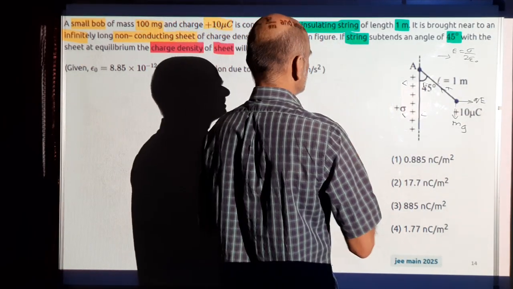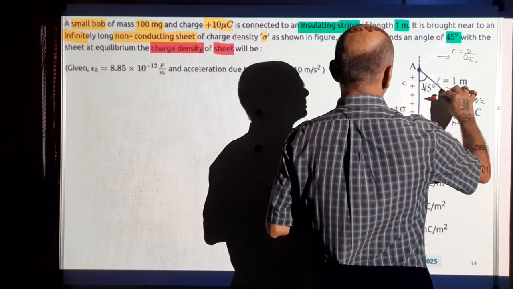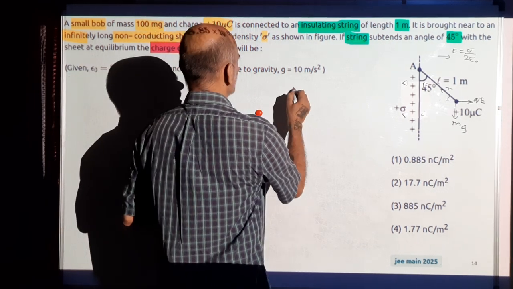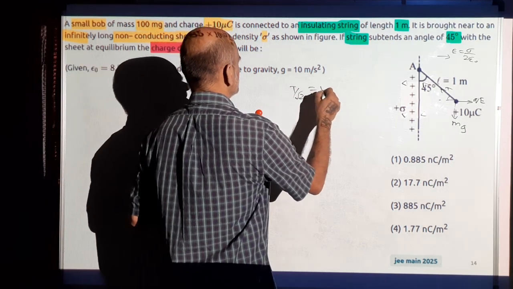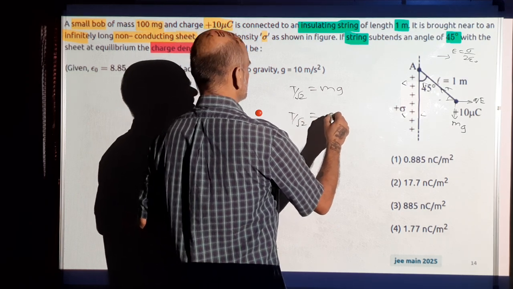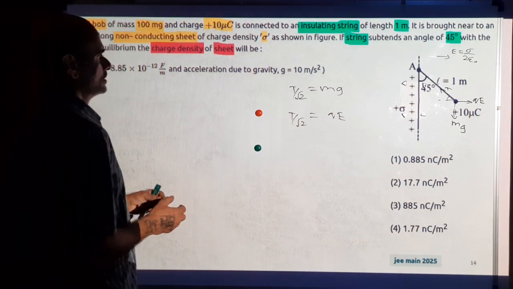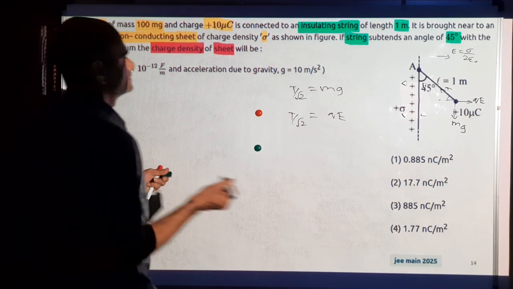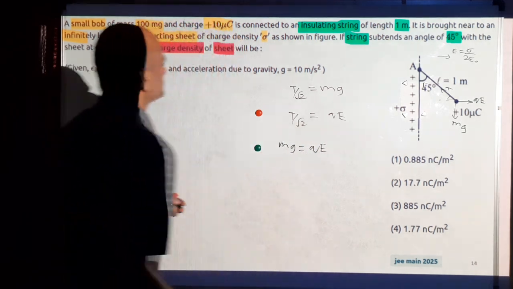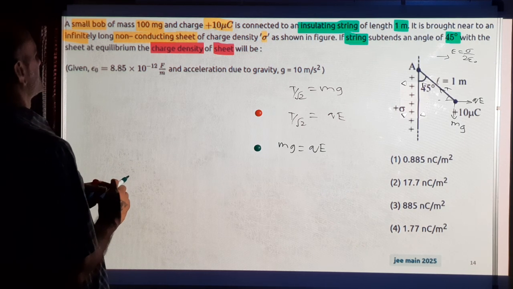So vertical balance, this is 45 degrees. So T by root 2 and T by root 2 in the horizontal and vertical directions. T by root 2 in the vertical direction is balanced by the weight, and T by root 2 in the horizontal direction is balanced by the electrical force. Since the left hand sides are equal, the right hand sides should be equal. So mg equal to q into E. We have to find sigma.